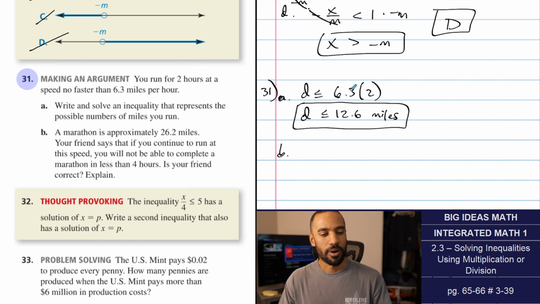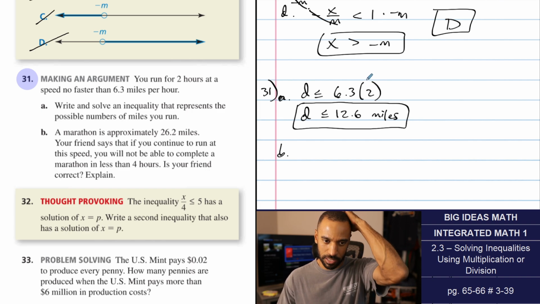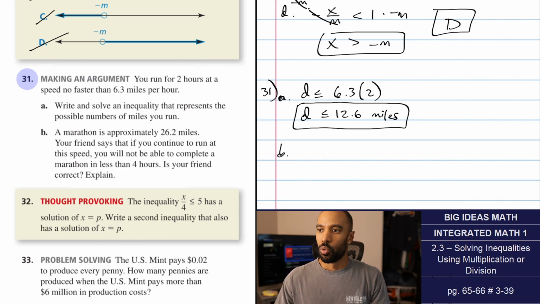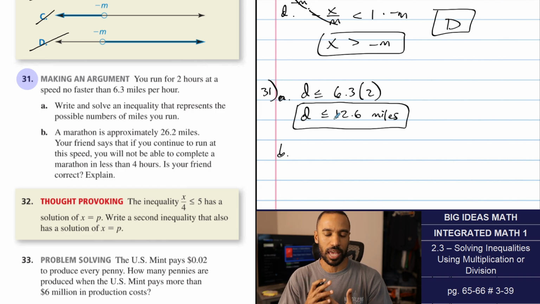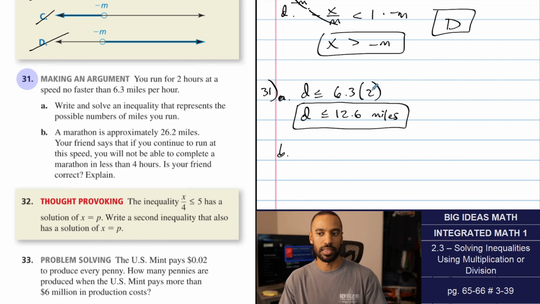A marathon is approximately 26.2 miles. Your friend says if you continue to run at this speed, you will not be able to complete a marathon in less than 4 hours. Is your friend correct? Explain. I'm trying to think of what we'd want to do for the setup. This is 2 miles. If you double it, that's 4 miles. That's 2 hours. If you double it, that's 4 hours. I get that. I want to see how we compare to the 6.3 really.